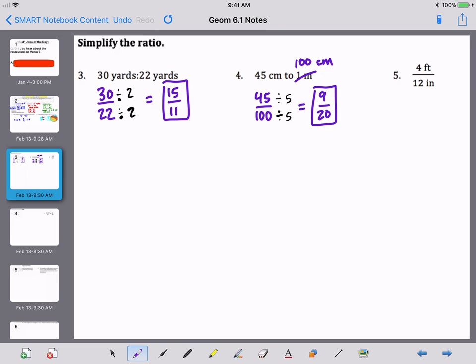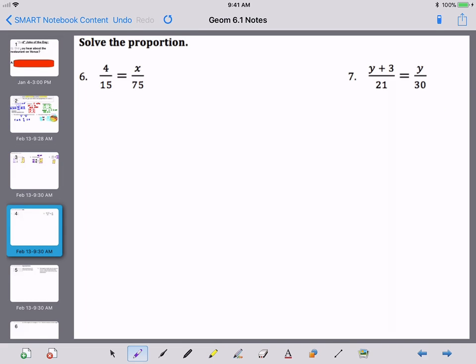And then lastly, again, our units need to agree with each other. So I'm going to keep feet, writing this as 4 feet, and then 12 inches is 1 foot. So we actually end up with our answer of 4 to 1. All right, so these 3 fractions are all simplified. We're going to move on into solving proportions.